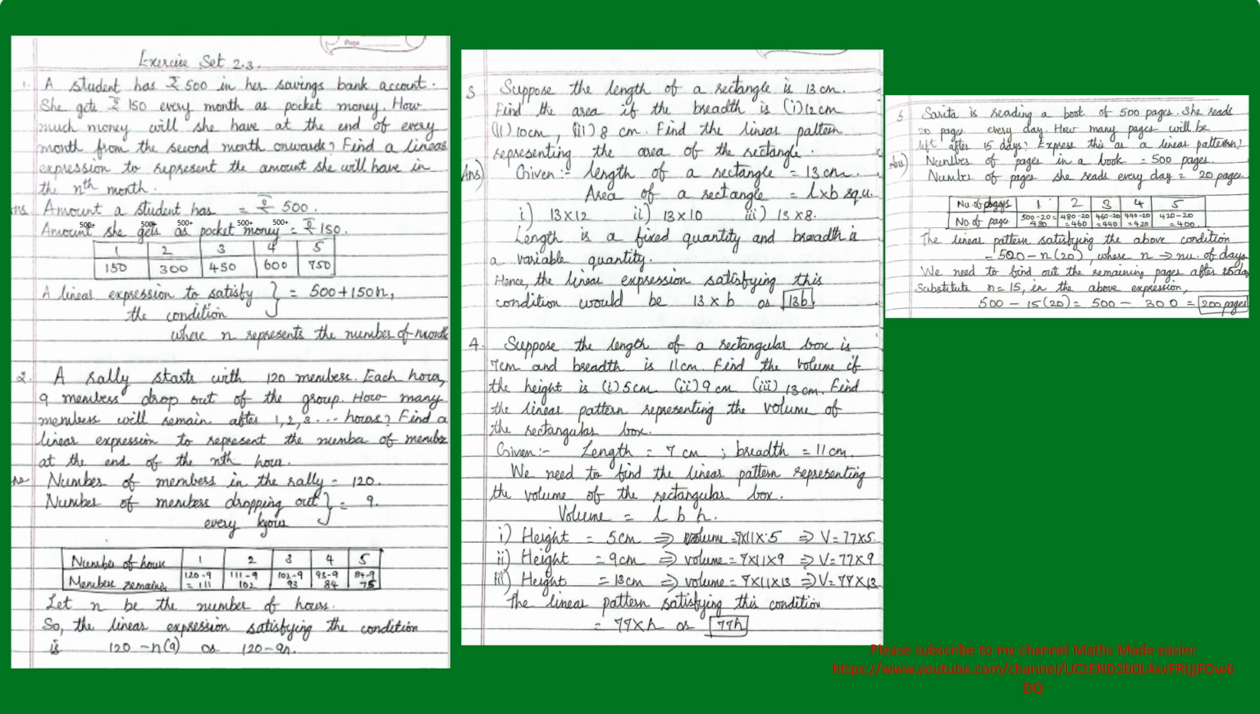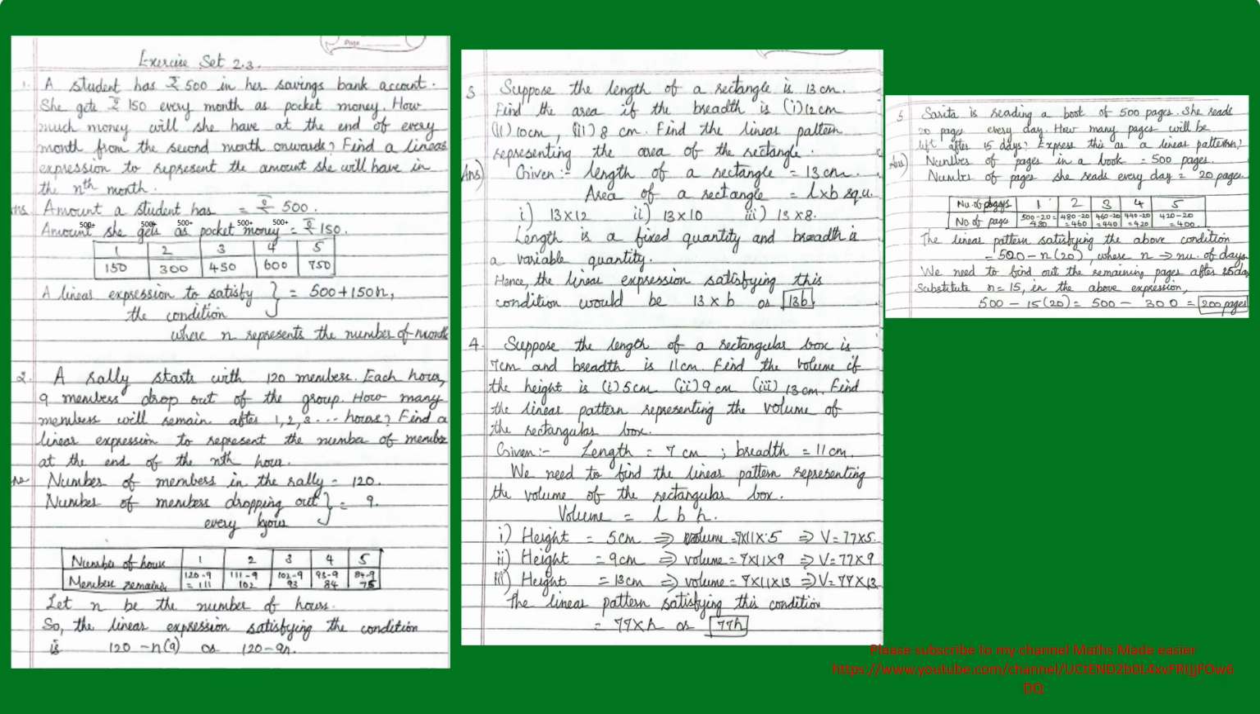Question number 3. Suppose the length of the rectangle is 13 centimeters. Find the area if the breadth is 12 centimeters, 10 centimeters, 8 centimeters. Find the linear pattern representing the area of the rectangle. So what are the given terms? One is the length of the rectangle. We know from the formula that the area of a rectangle is length times breadth.